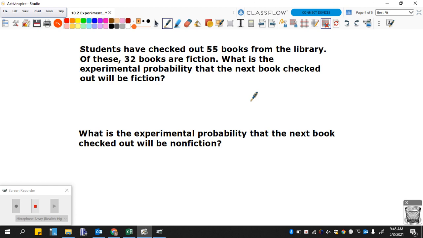All right. Students have checked out 55 books from the library. Of these, 32 books are fiction. So what's the experimental probability that the next book checked out will be fiction? Okay, so the probability of fiction is 32 out of 55. All right. Now the next part says, what's the experimental probability that the next book checked out will be nonfiction?